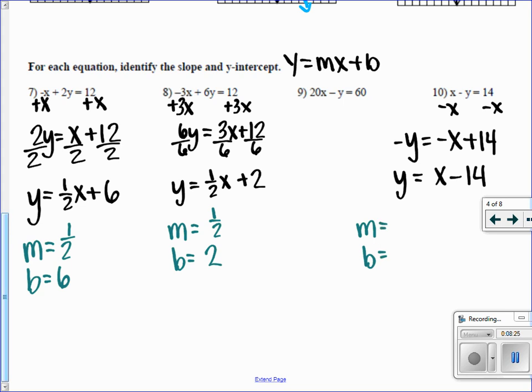So what's the slope of that line? 1, because that's the number from x. And then y-intercept? -14.